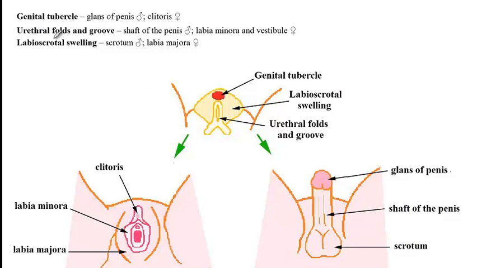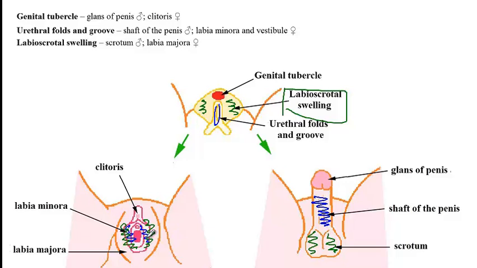Then we have the urethral folds and groove, which is shown right here, the urethral folds and groove that give rise to the shaft of the penis or the labia minora and vestibule in females. And then finally we have the labioscrotal swelling. So here is the labioscrotal swelling shown right here that gives rise to the scrotum in males or labia majora in females. And so that concludes the first section of our video.